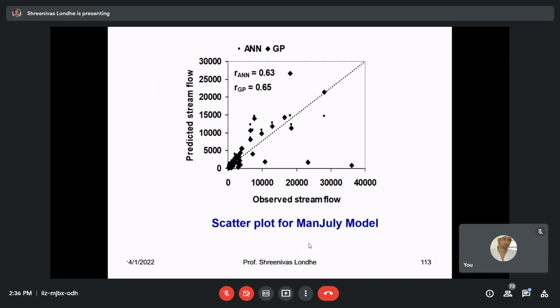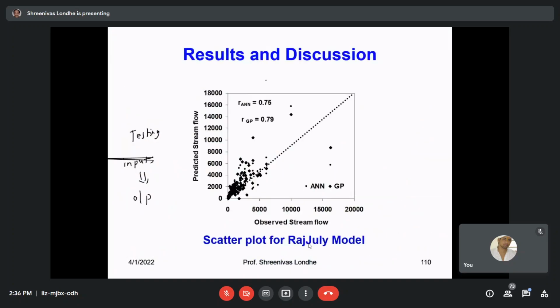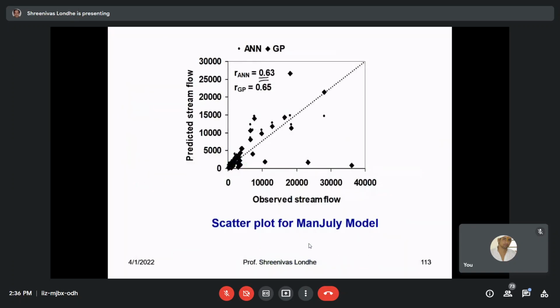Let us see the result of Mandaleshwar, July. It is again small. See the consistency of the model. Earlier in Rajghat, July, the result was 0.75. That is, it is less. Here in Mandaleshwar also, for July, it is less. This is the consistency. That means the neural network is not, once again, mathematical jugglery. It has a very strong mathematical base.